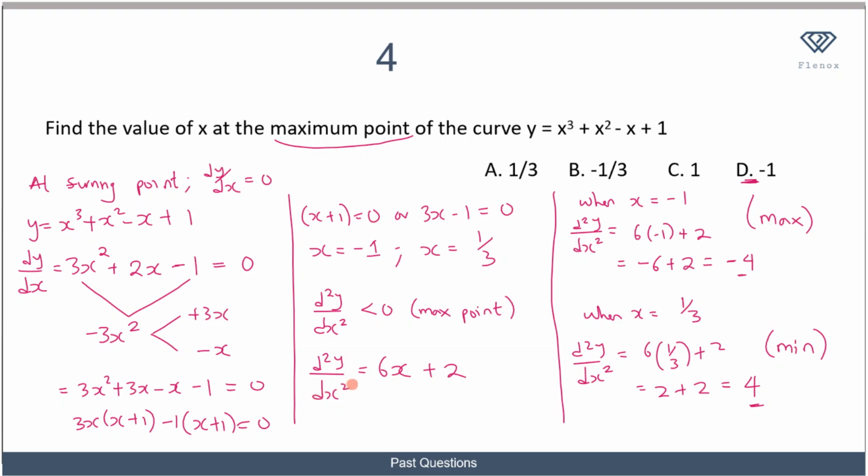So when we differentiated the second time, we got 6x plus 2. So we tried both values of x. When x was minus 1, we got a negative value, which is less than 0, which tells us that is the maximum point. And when x was equal to 1 over 3, we got a positive value 4, which is greater than 0, which tells us that this is the minimum value. So that is how we knew that the option to select was the one in which x is equal to minus 1, because that is the value of x at the maximum point, which makes the correct option D.